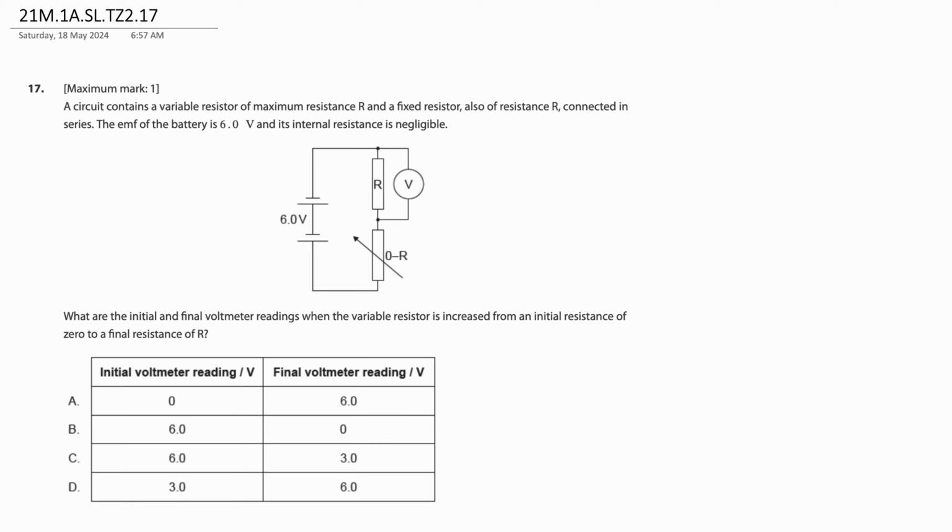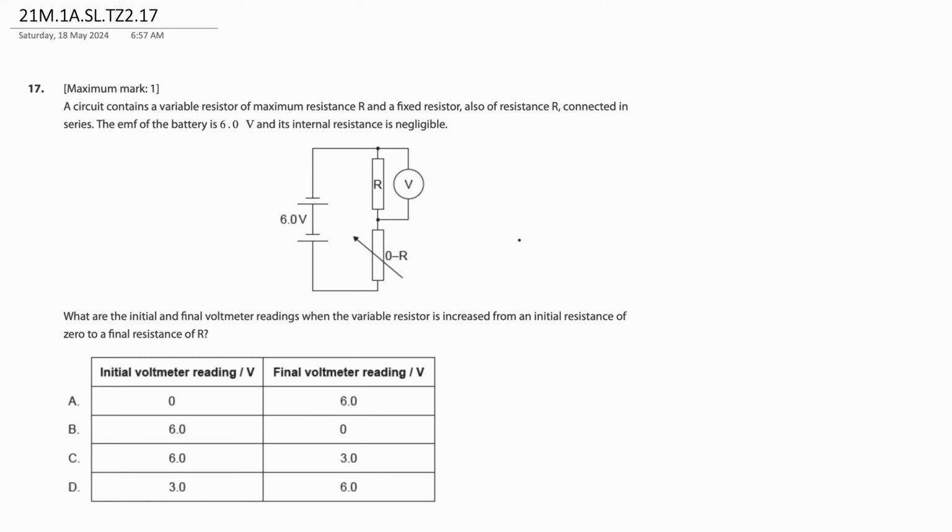Let's get started. A circuit contains a variable resistor of maximum resistance R and a fixed resistor, also of resistance R, connected in series. The EMF of the battery is 6 volts and its internal resistance is negligible. What are the initial and final voltmeter readings when the variable resistor is increased from an initial resistance of 0 to a final resistance of R?